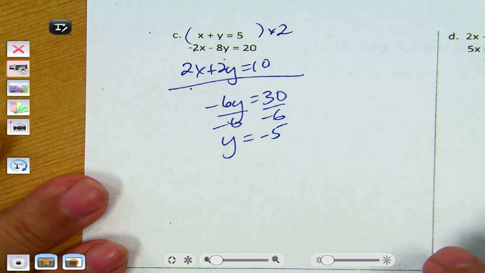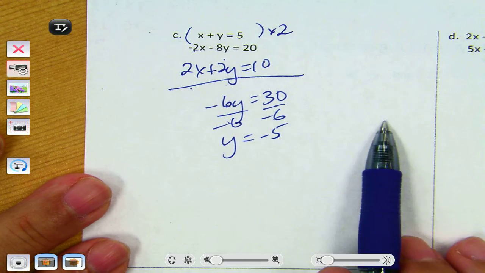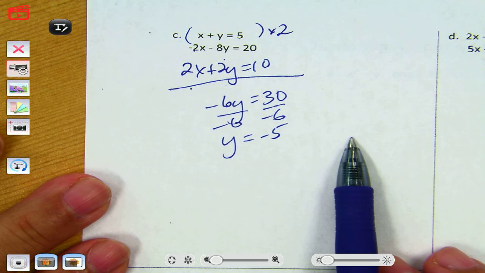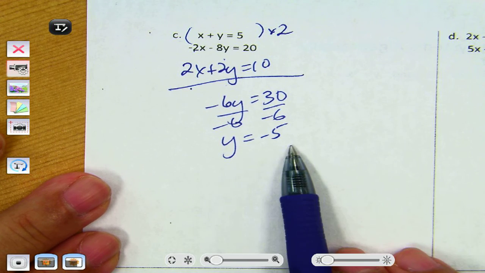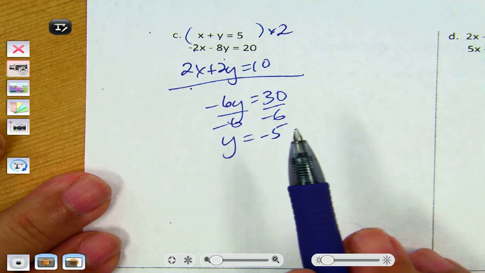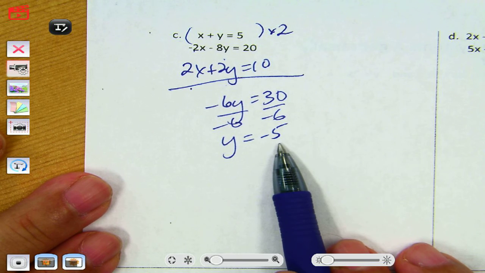Most common error on this section is sign errors. So they'll get like y equals 5, and then for x they'll get like 6 million or something. Some ridiculous answer. Well, usually it's a weird fraction, like 17 over 15 or something. Actually, that's not too bad. All right, I'm going to stop rambling now and go on.